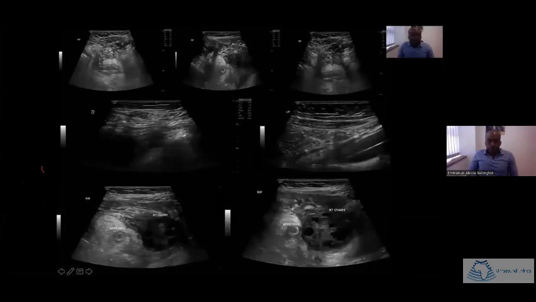Then here we have the terminal ileum. So you can see a normal terminal ileum. The terminal ileum is never blind ending because it continues from the distal ileum and opens into the cecum. So you can see the terminal ileum here. And then here we have the left iliac fossa with normal bowel loops. There was nothing indicating pain in the left iliac fossa on ultrasound.